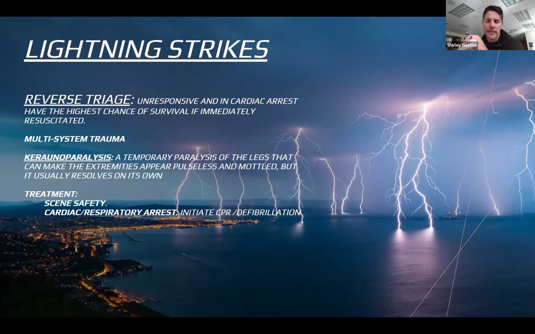There's another interesting tidbit that kind of comes with lightning strikes themselves called keraunoparalysis. This causes a temporary paralysis and loss of pulses to the legs, but a lot of times it will resolve on its own with really no treatment. So ACLS, get them dry, get them out of the environment, and early shocking, kind of like a lot of cardiac arrests.